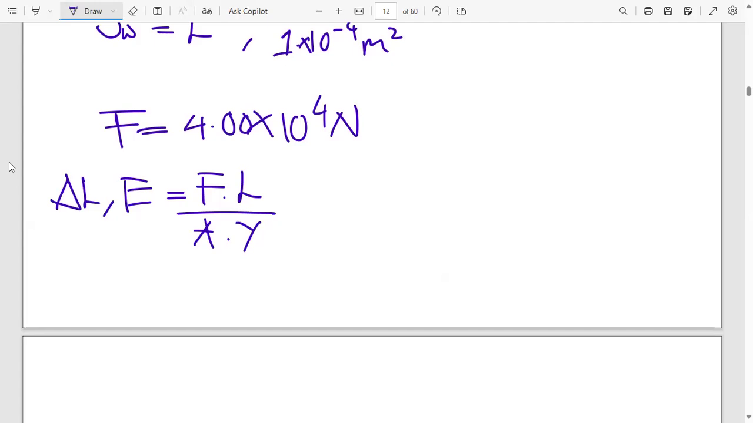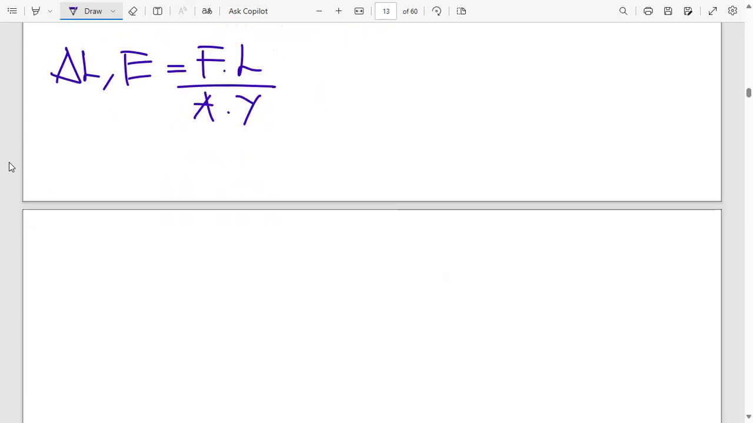So F is for the tensile force, which they've given us in the question. L is for the original length. We have A for the cross-sectional area. They've given us both cross-sectional areas for the copper wire and the steel wire. Then the Young's modulus here, we have to use the Young's modulus for the copper wire and the steel wire. So one statement now that they said is the extension is equal in both wires.